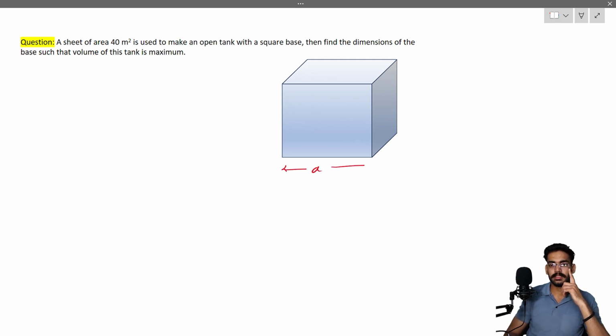So this is A, this is also A, and this height is also A. And I'm saying this is open from above. So don't assume this is closed, this is just a simple diagram. So we can say from above it is open. Just you see here, this is open.